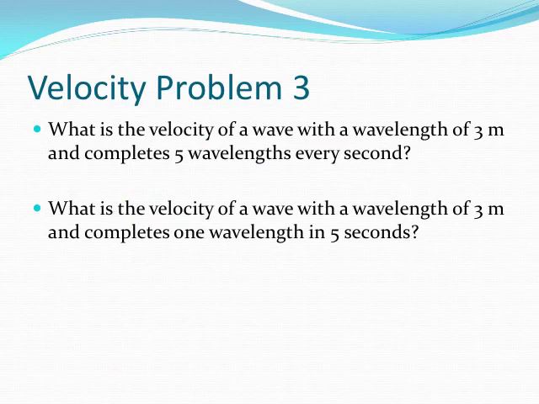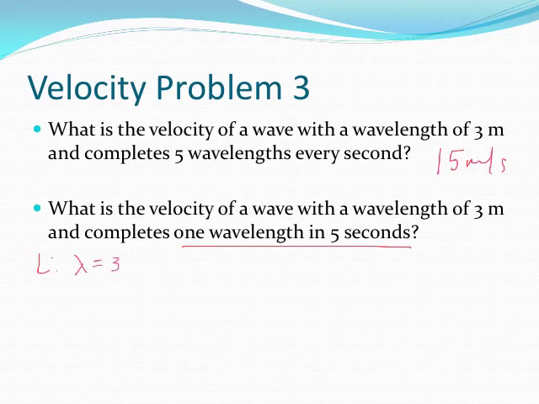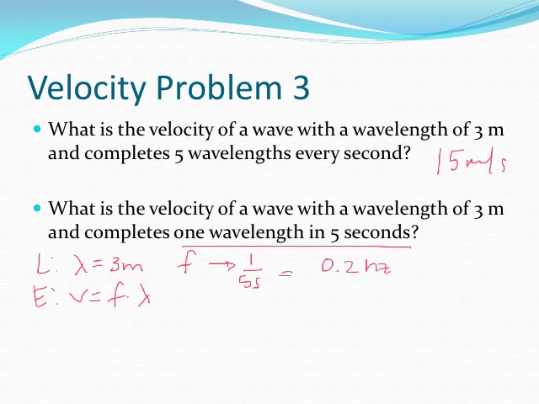So let's look at a very similar problem. This was the one we just did: what is the velocity of a wave with a wavelength of 3 meters and completes 5 wavelengths every second? This gave us 15 meters per second. Now, what is the velocity of a wave with a wavelength of 3 meters and completes 1 wavelength in 5 seconds? Slight difference, but it works out much the same way. We know that wavelength is 3 meters. We want to find frequency so that we can use this equation. There is 1 wavelength in 5 seconds, which will be 0.2 hertz. So we have 0.2 times 3, which gives us 0.6, and our units will still be meters per second.